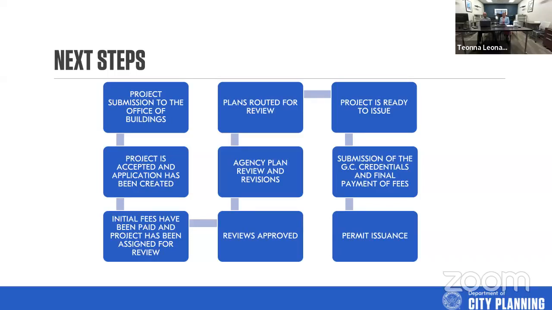And once the plans are approved, we assess any outstanding fees, and we require payment of those fees along with the documents required for issuance. There's another slide that I'll get into that's going to go over the issuance documents in detail, so I'll spare that until then. Once the credentials are submitted and fees are paid, we move to issue the permit.